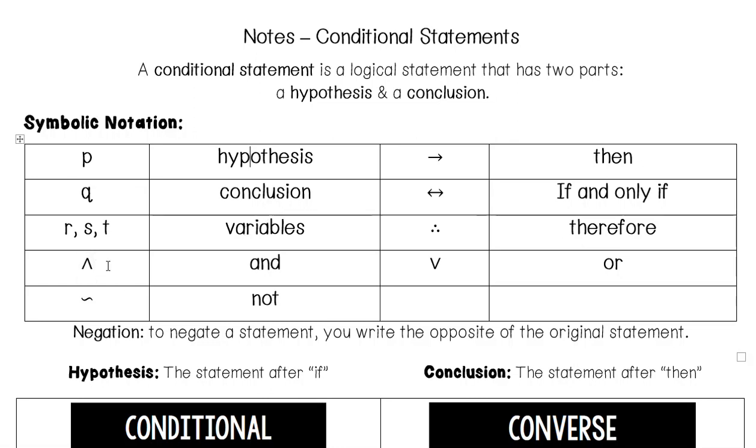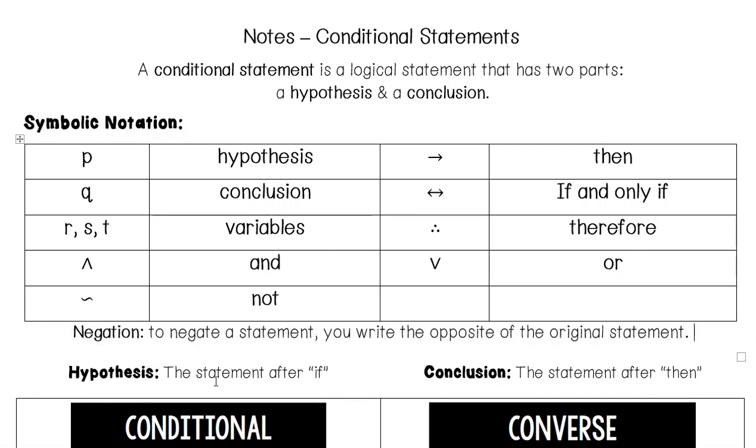When we have the kind of like upside down V, it means and. The tilde here means not. The arrow means then. The double-sided arrow tells us if and only if. The three dots say therefore, and the V shape means or. When we use the not symbol, we are negating a statement. When you negate something, you write the opposite of it. So if the statement was, I like pie, the negation of that would be, I do not like pie.